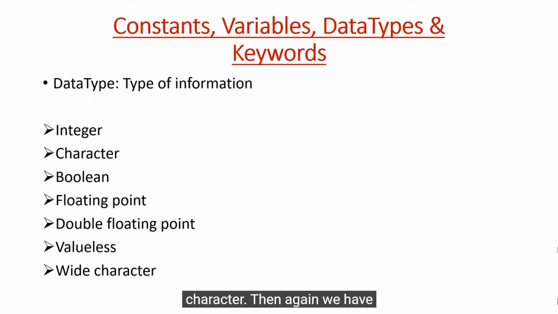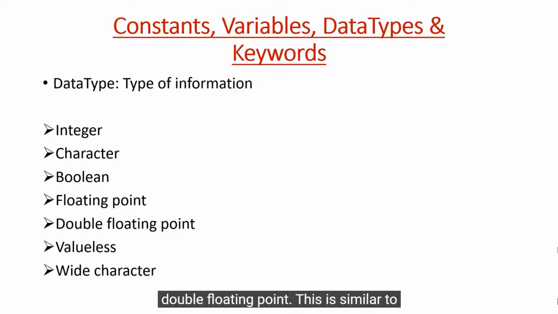Then again we have Boolean data type. It can store only true or false. If we ensure that data will be either true or false, then we can go for Boolean data type. Then again we have floating point data type. Any number with point is called floating point data, like 10.5, minus 20.0. After point 0 is there, but point is there, so that is considered as floating point.